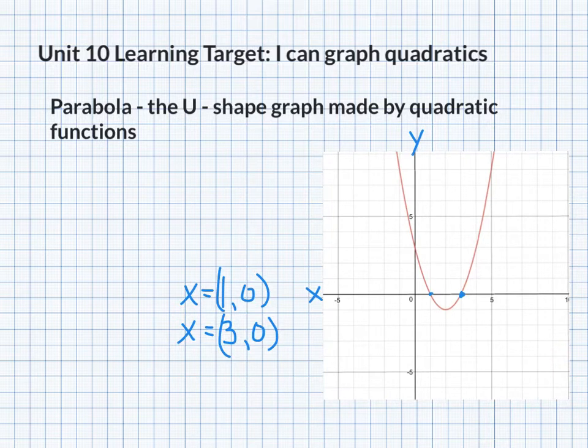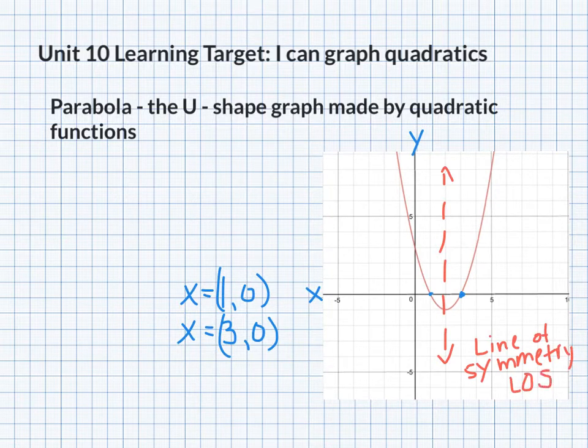The other thing we have is the line of symmetry, right down the middle there. Oftentimes it's abbreviated LOS, but I'm going to write line of symmetry. We can see where this goes through: the line x equals 2.